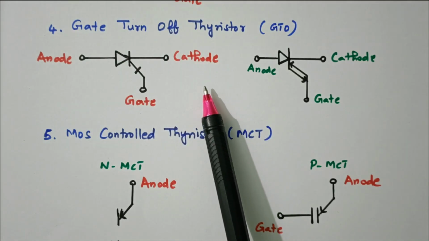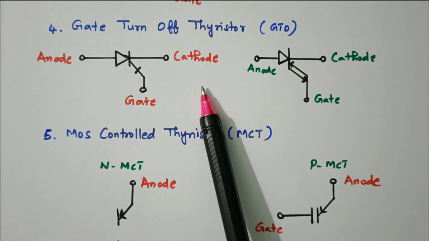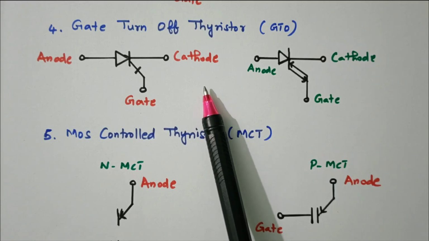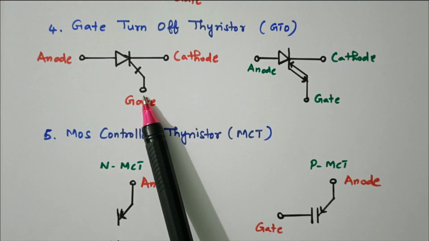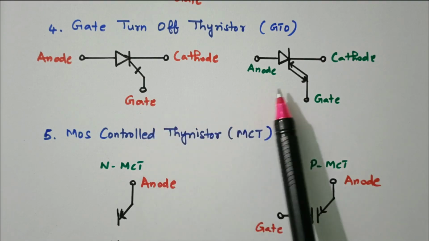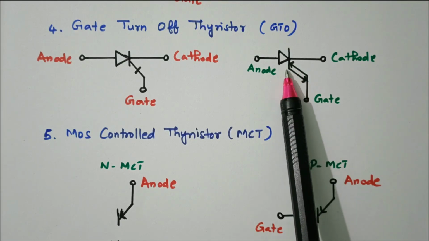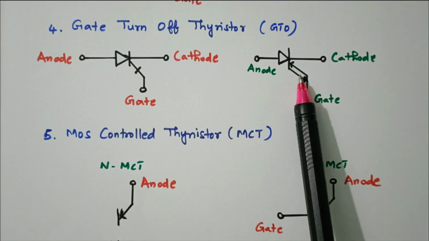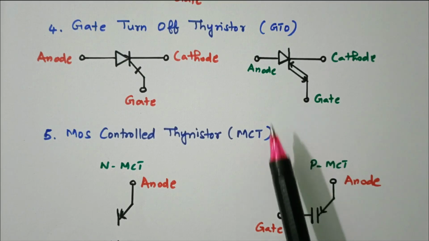In a normal SCR, while applying the gate pulse, the thyristor will turn on, but the turn off process is a different commutation process. Once the thyristor is turned on, the gate pulse is removed, not given continuously. But here, while applying the gate pulse, it turns on, while removing the gate pulse, it turns off. Another symbol is also available. See this, bidirectional arrows. That is the indication that the thyristor can be turned on and turned off. That's why this symbol is given.